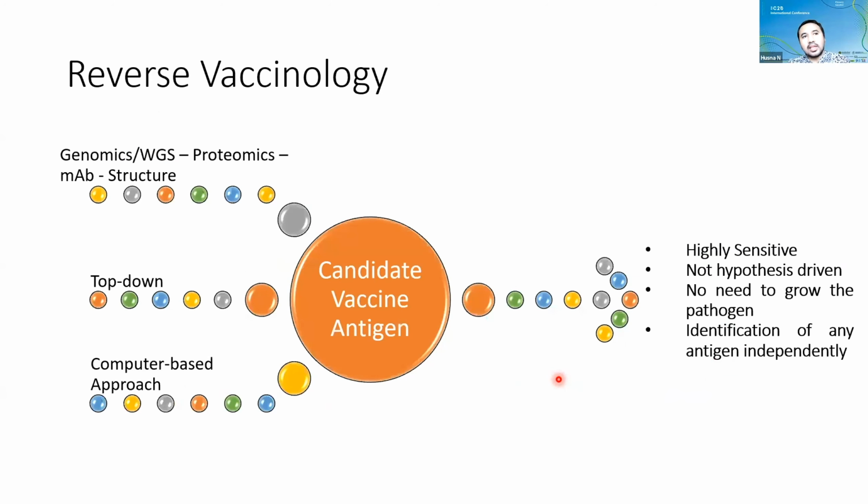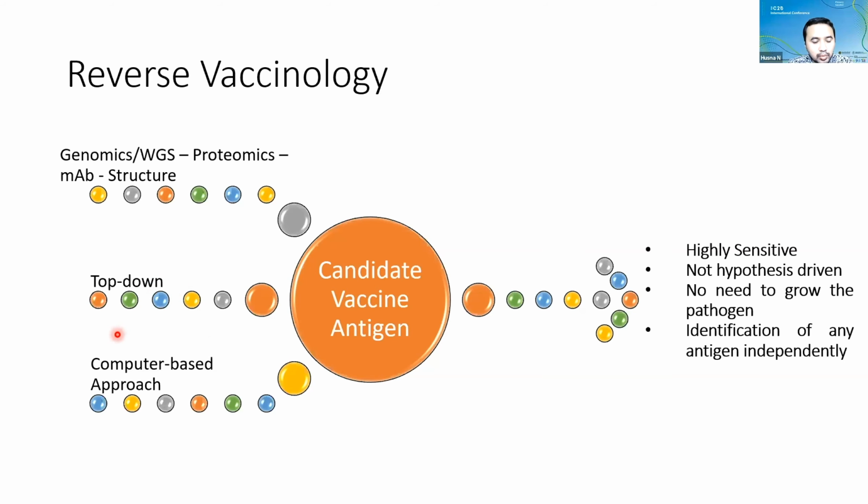And what actually is the methodology behind reverse vaccinology? Of course, we need information. The information can come from genomics or from whole genome sequencing approaches, and then from proteomics, the proteome of the virome, for example, and also from the antibodies themselves or from the structure. So, this is what we call the top-down approach.